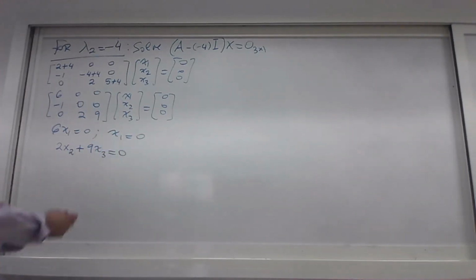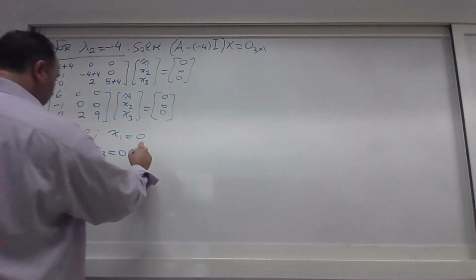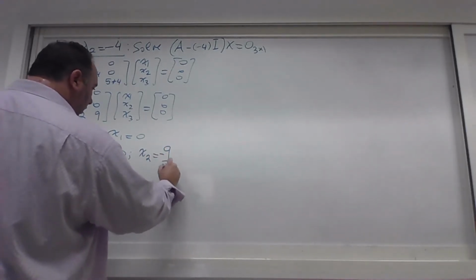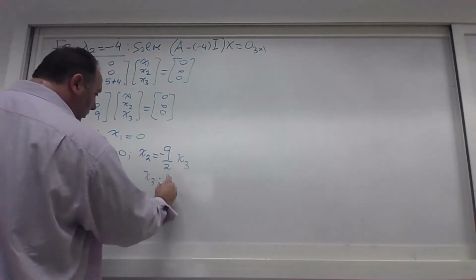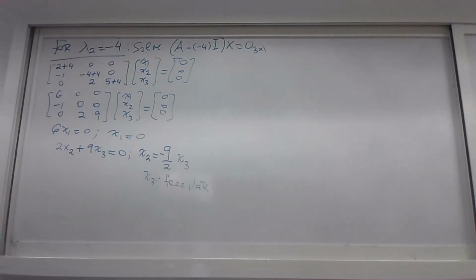So what do we do? Well, we say, let's say x2 is equal to negative 9 over 2 x3, and then make x3 a free variable. It doesn't matter, you could do the other way around and make x2 the free variable. Up to you.